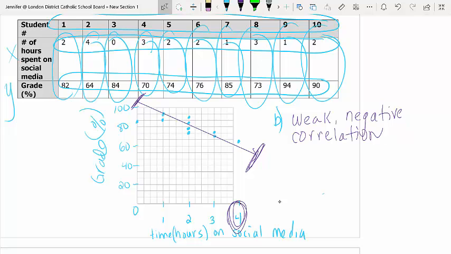Here's the kid who spent 4 hours, and there's his point. What did he get on the test? He got a 64%, right? He was this guy right here. I have a point for that.